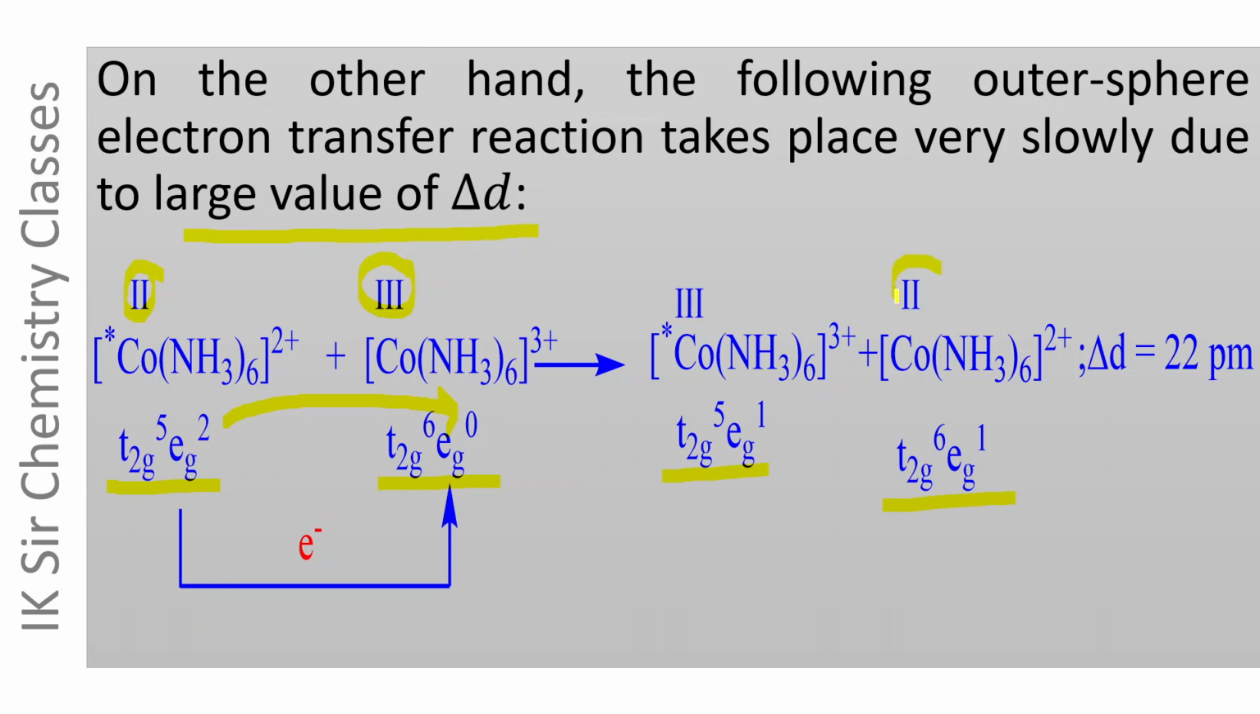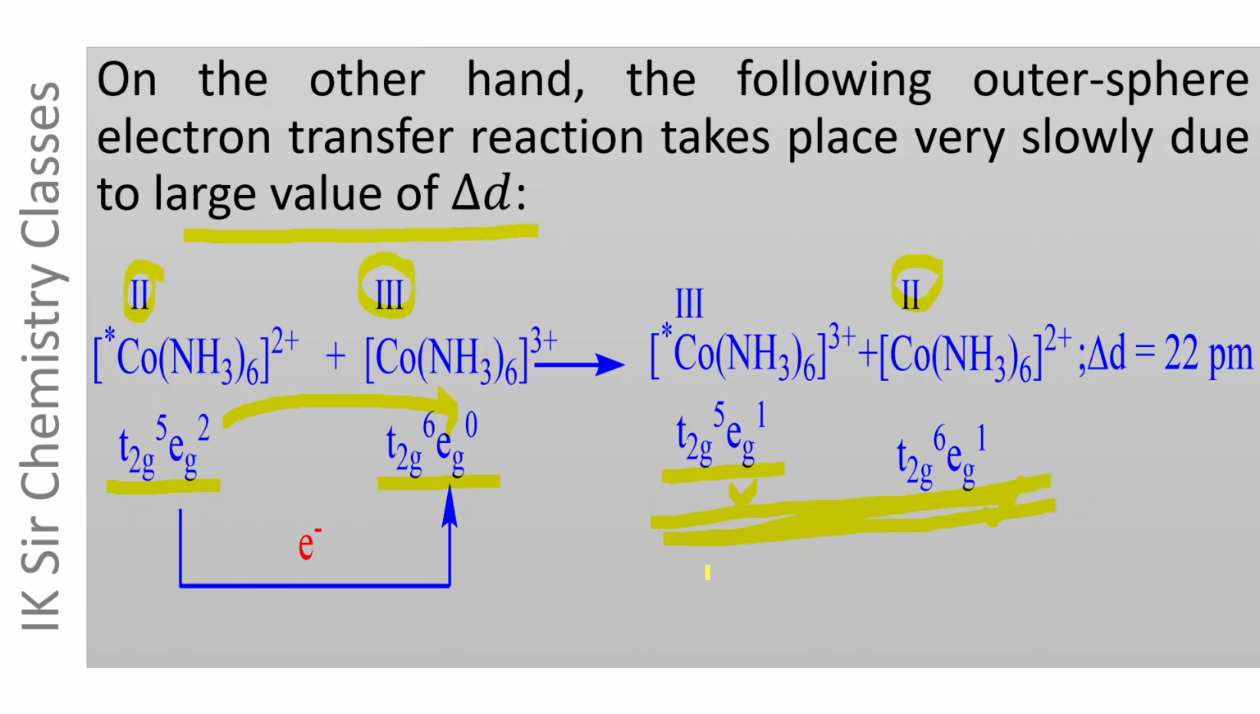Cobalt plus 2 should form a high spin complex, but it is not a high spin complex. If it were a high spin complex, its electronic configuration should be t2g5 eg2, but it is t2g6 eg1, and it should be a low spin complex. It is again not a low spin complex, because if it were a low spin complex, its electronic configuration should be t2g6 eg0. Thus both the products are in an electronically excited state.